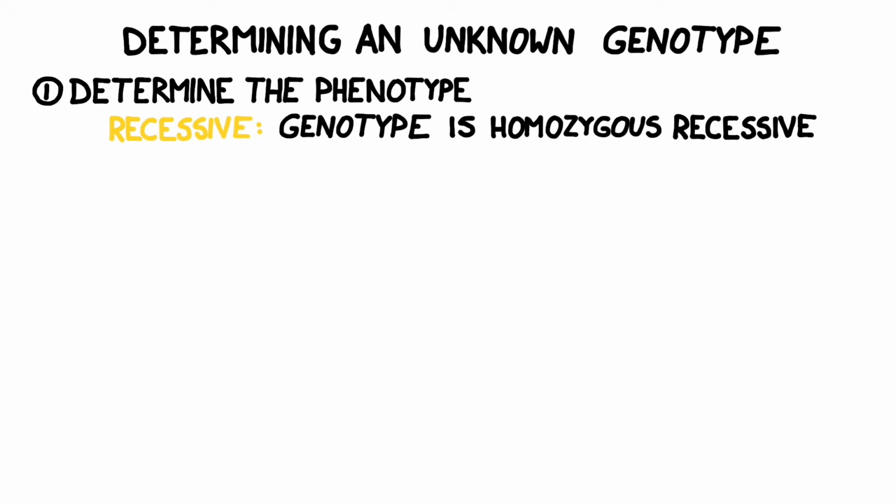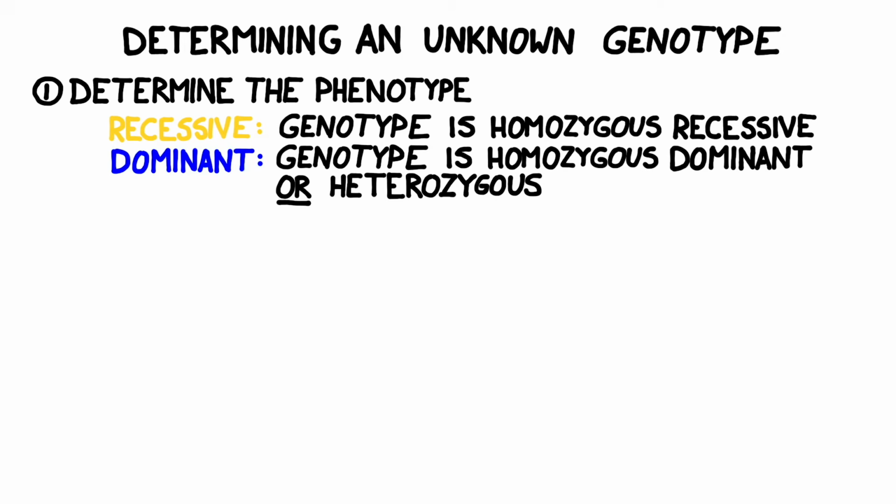If the organism has the recessive phenotype, you can stop there because you know that it's going to have the homozygous recessive genotype. If it has the dominant phenotype, you have two options. The genotype may be homozygous dominant or it may be heterozygous.